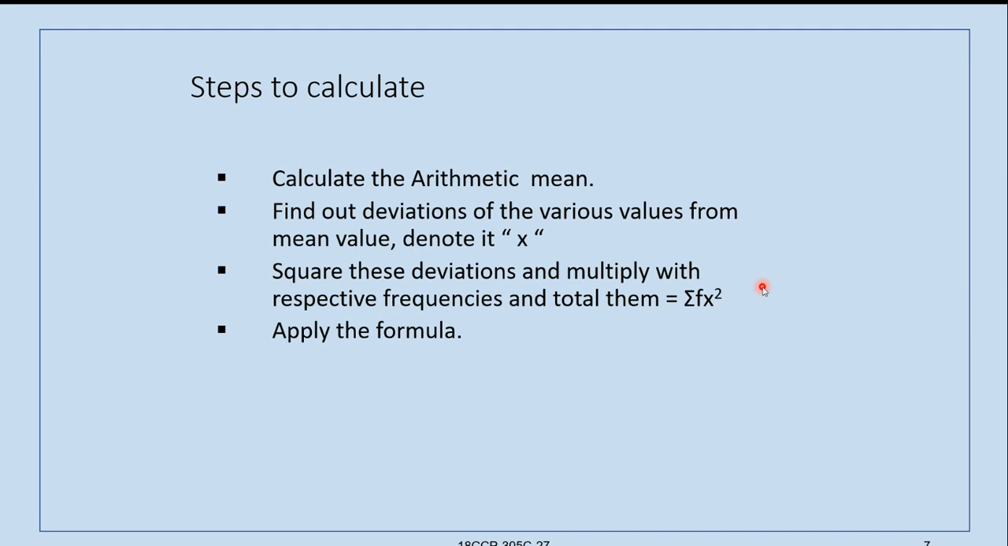So here for calculating the arithmetic mean in direct method and calculation of standard deviation by taking the deviations from actual mean, the formula is sigma fx square by n under root. Now we will see the example.